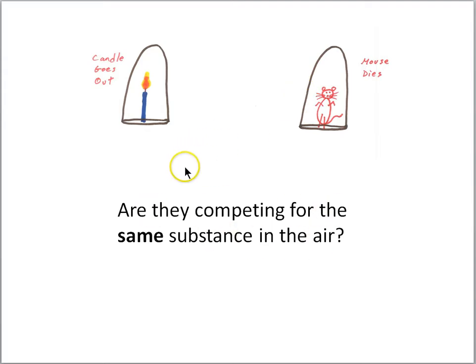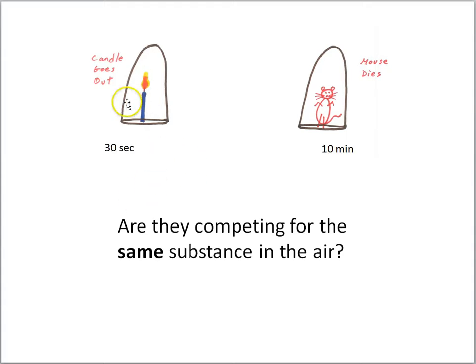Well, one way to approach this is to start taking some measurements. Let's say for the candle in a jar here, and this is air to begin with here, right? The candle will burn for 30 seconds and then it goes out. In the same volume of air, same jar, a mouse will suffocate in 10 minutes.